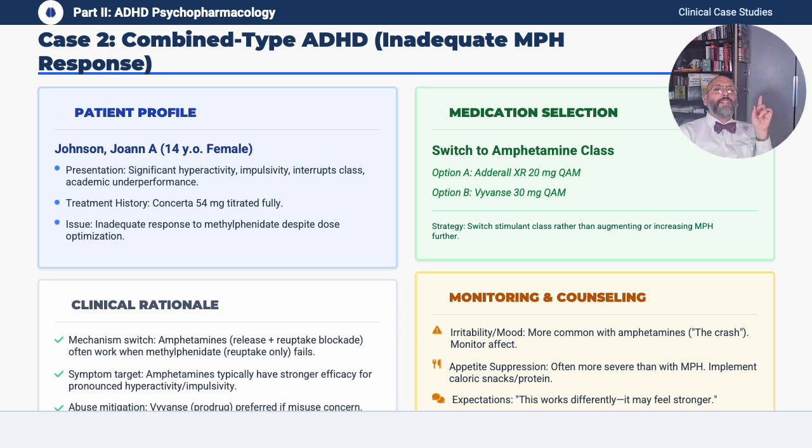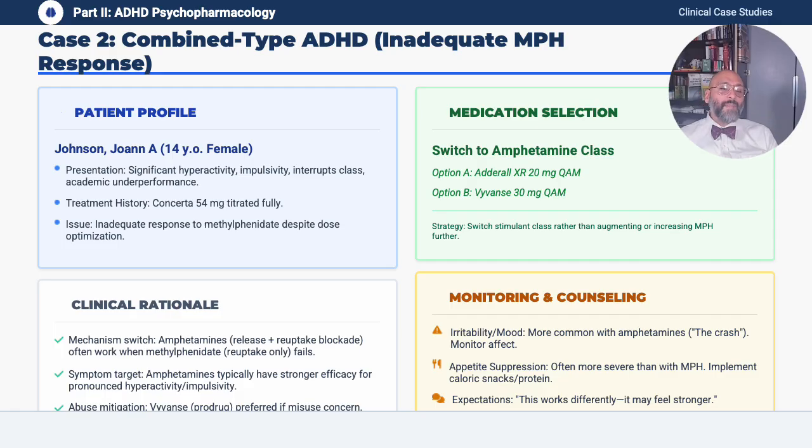So look at this 14-year-old female with combined ADHD. She has what? Significant hyperactivity, impulsivity, and classroom disruption. And there's academic underperformance, so this is not an issue of under-treatment, right? She has been titrated up to Concerta 54 milligrams with an inadequate clinical response.